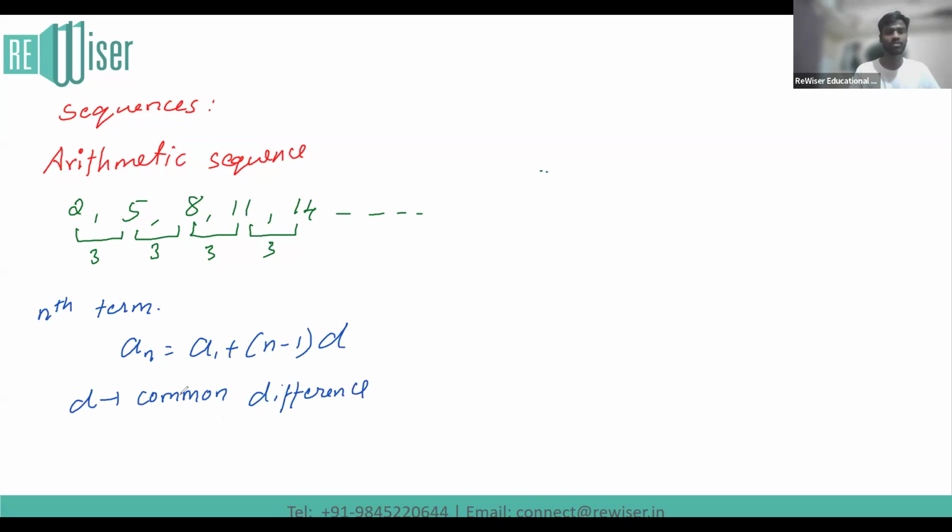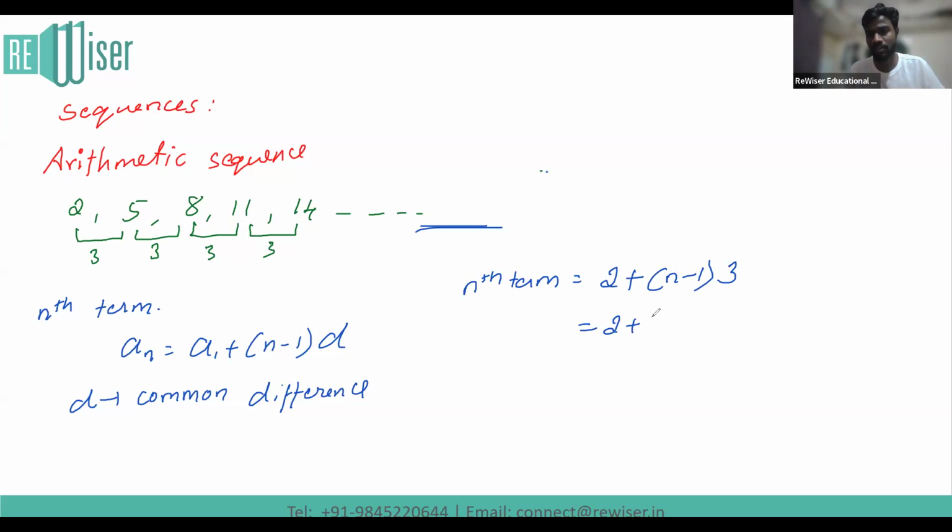And this is what is the nth term. Using the nth term, we can find out any particular term. For example, in this case, the nth term is going to be a1, which is 2, plus n minus 1 into the common difference d, which is 3. I can also simplify this. It's going to be 2 plus 3n minus 3, which is nothing but 3n minus 1.